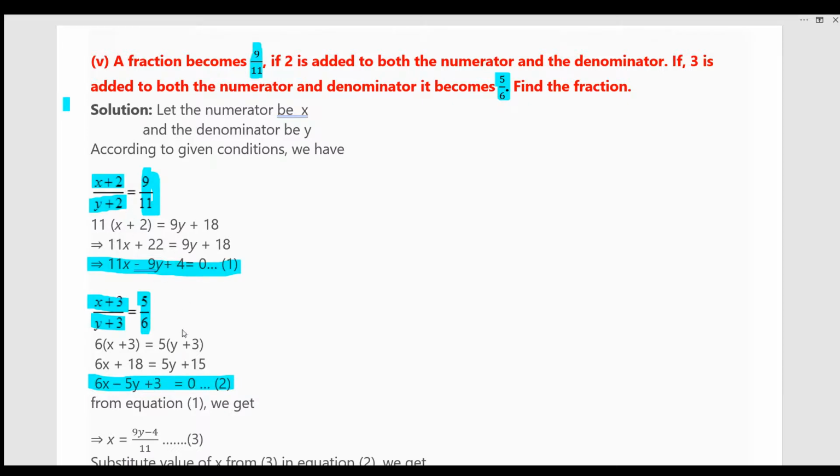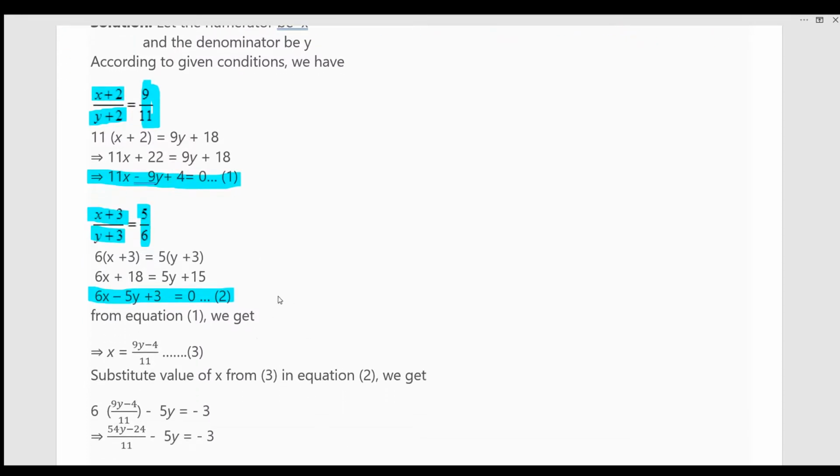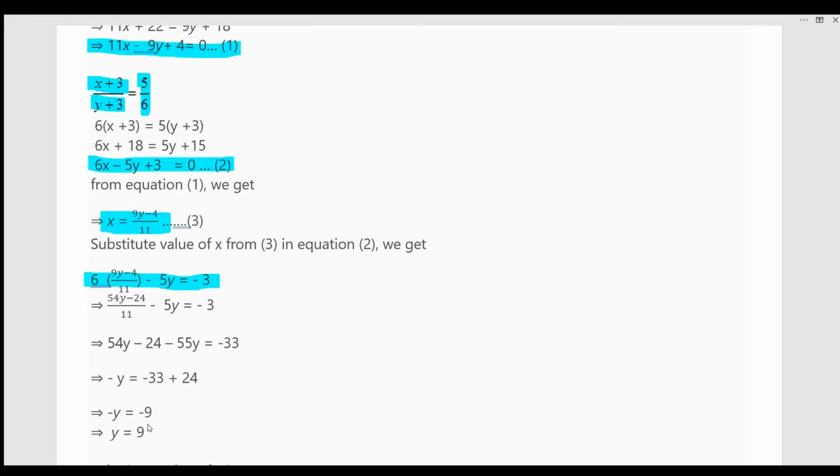Now we got two linear equations in two variables. Now we will solve them by substitution method. So from first equation, the value of x is (9y minus 4) upon 11, which I will substitute in equation number 2. So I will get 6 times (9y minus 4) upon 11 minus 5y, which is equal to minus 3. Now let's solve this equation, and after solving it, you will get minus y is equal to minus 9 or y is equal to 9.